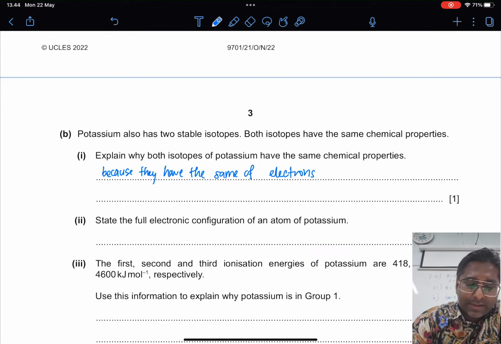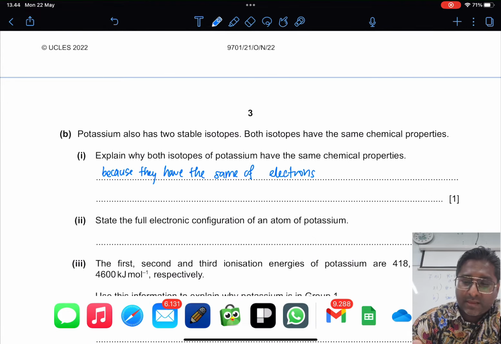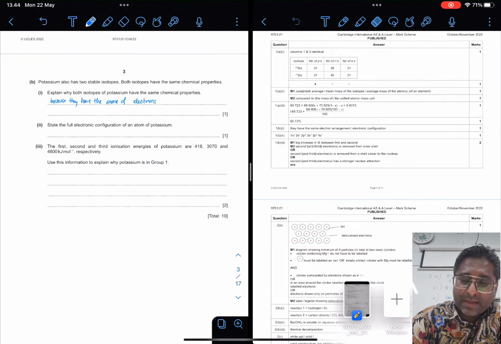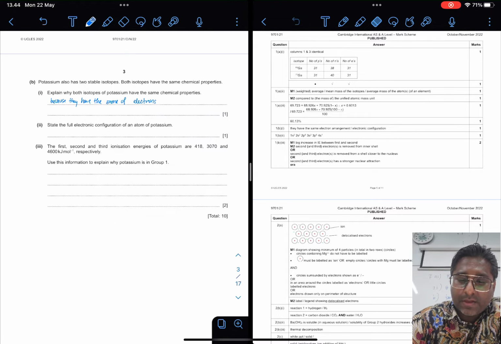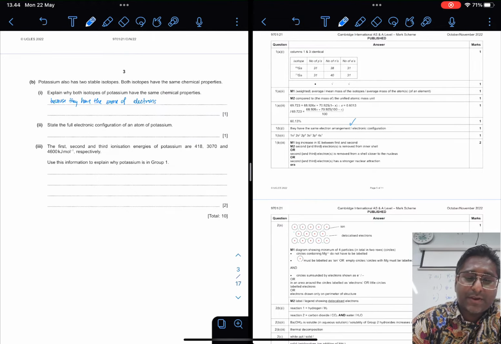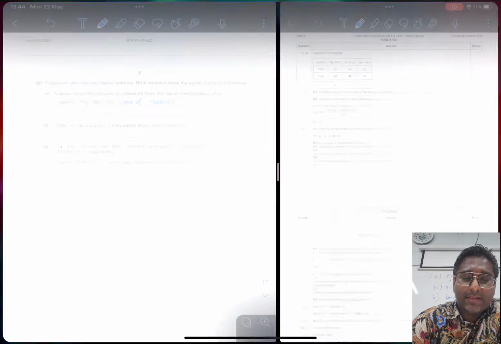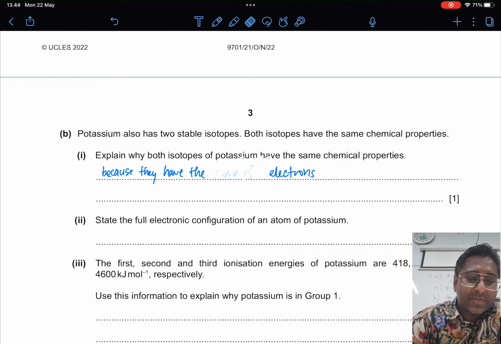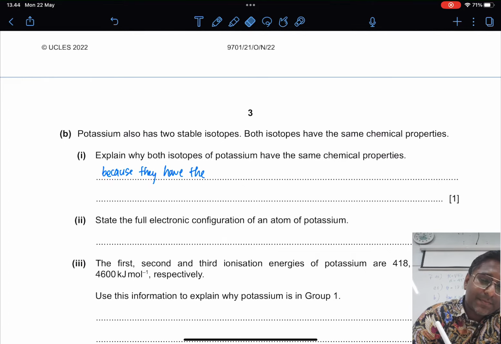So let's actually keep checking the answer key as well. Okay, so they have the same electron arrangement, or same electronic configuration. Rather than saying the same number of electrons, we will actually give the answer as same electronic configuration.